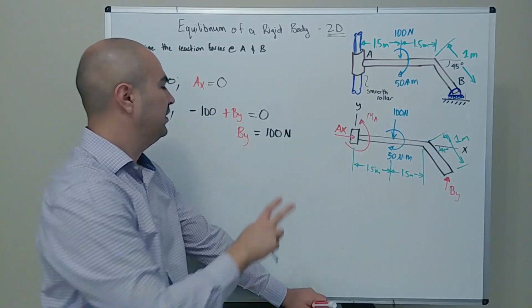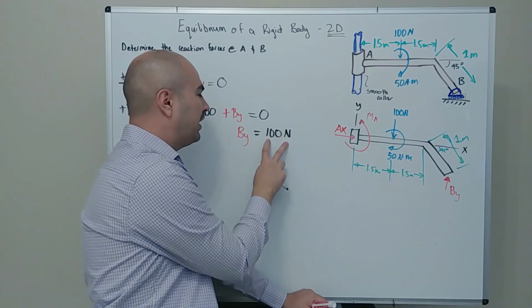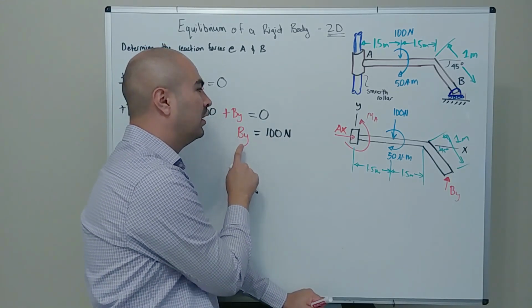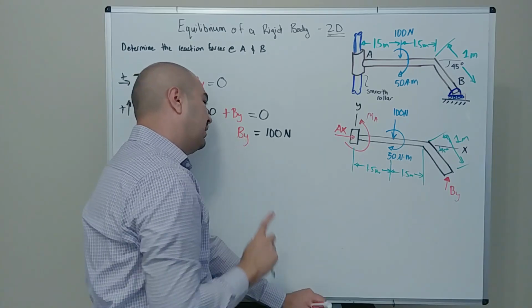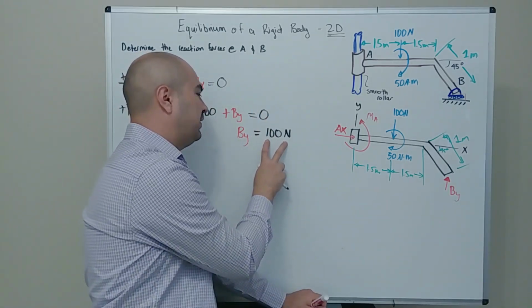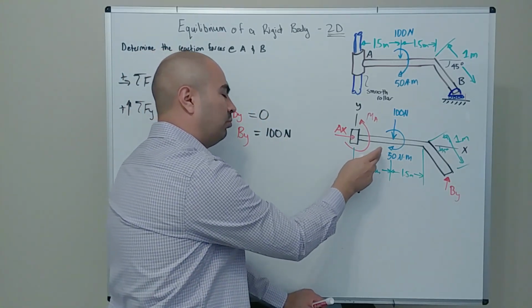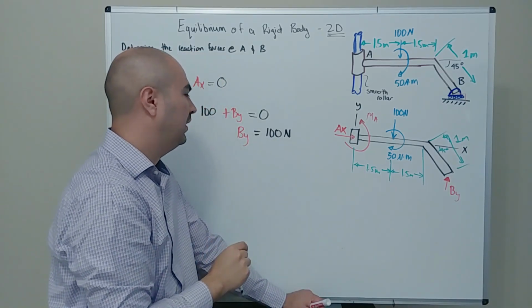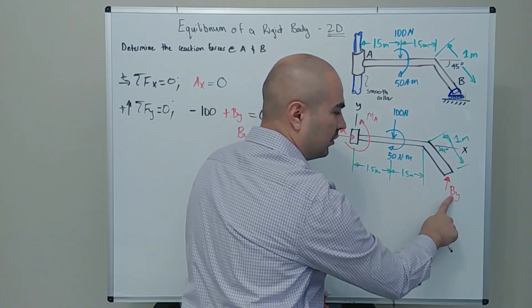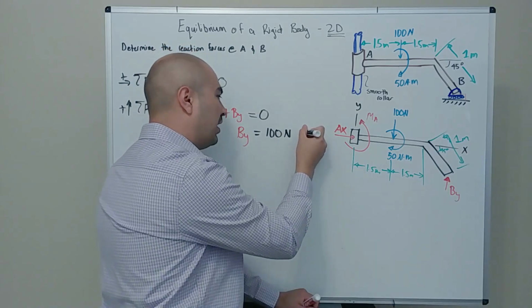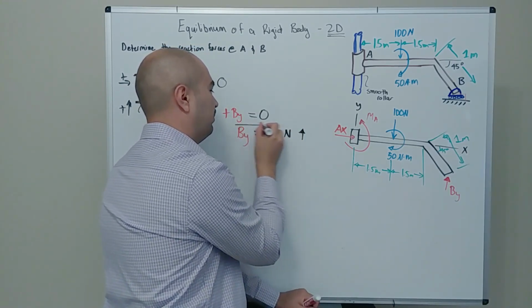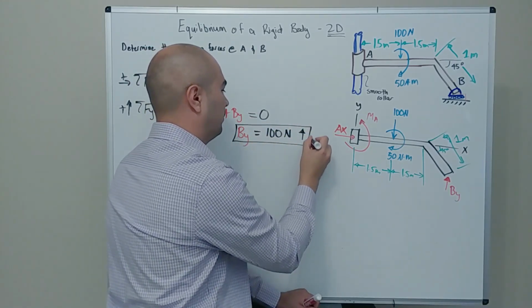And remember what this means. Whenever we get a positive answer for a reaction force, it doesn't mean that the reaction force points up. It means the direction that we assumed on the free body diagram is correct. Here, the direction that I assumed is up. So now we get confirmation: yes, BY is 100 newtons going up.